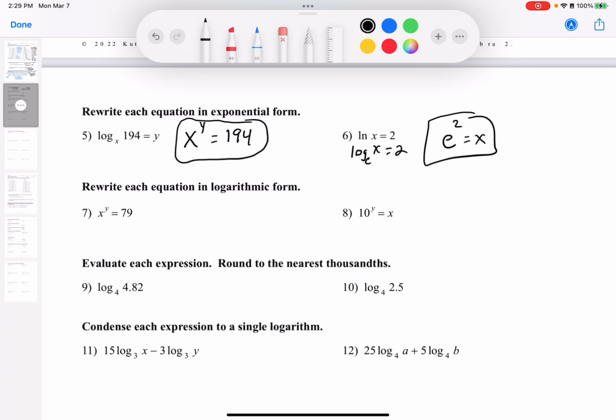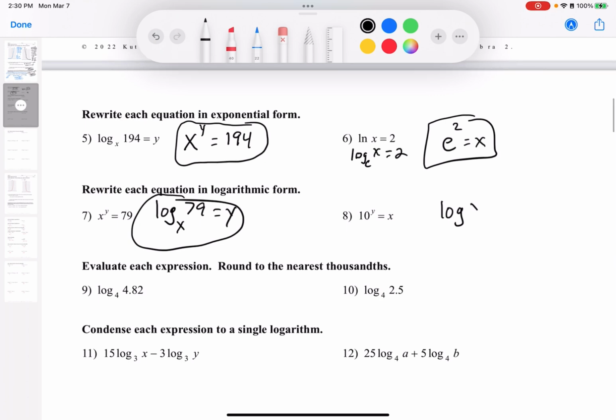In logarithmic form, so we're going to go the other way. So this would be log base x of 79 is equal to y. And this would just be log, and you could put the base of 10 down there. You don't have to. So it'd be log base 10 of x is equal to y. And again, you can put the 10 down there. You don't have to put the 10 down there. Doesn't really matter. Probably more correct if you don't.